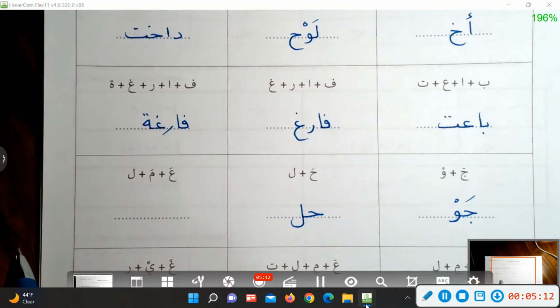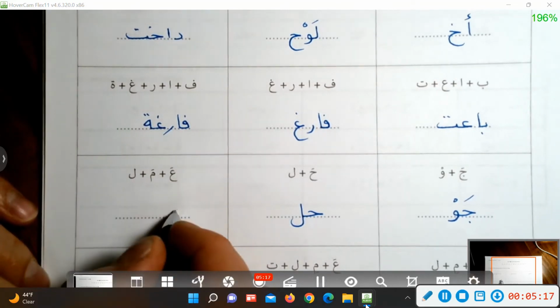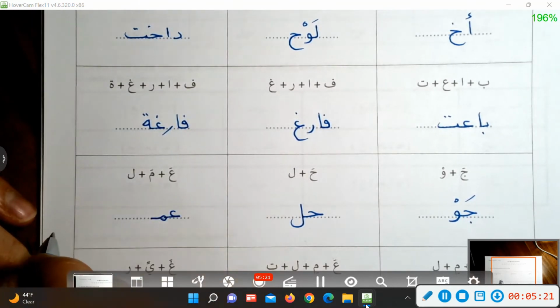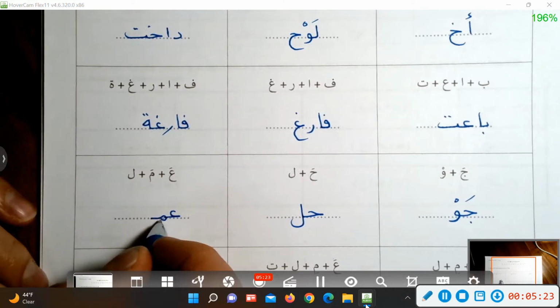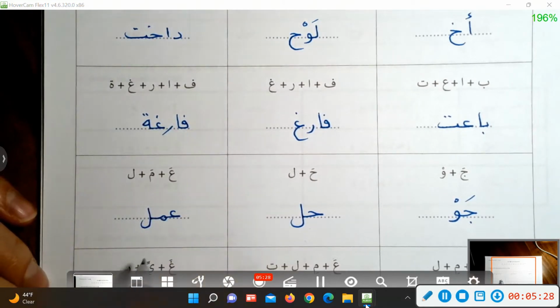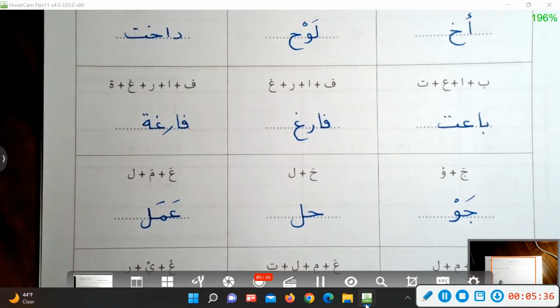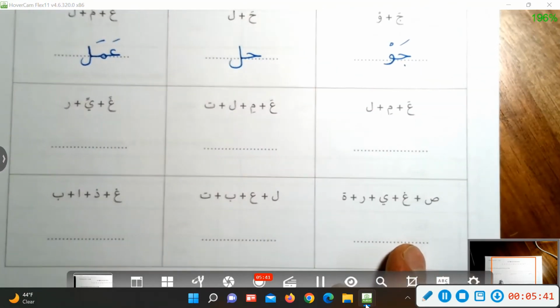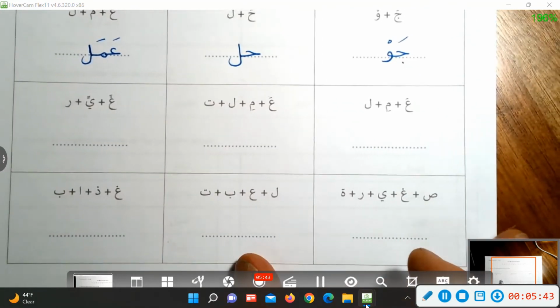Now, عمل. You have the ayn over the line, meme, round it from under the line, and then the lam goes under the line because it's the last letter in the word. Now we have to put fatha here and fatha over the meme. Why? Because we don't want to confuse it with another word, which we're going to deal with here.